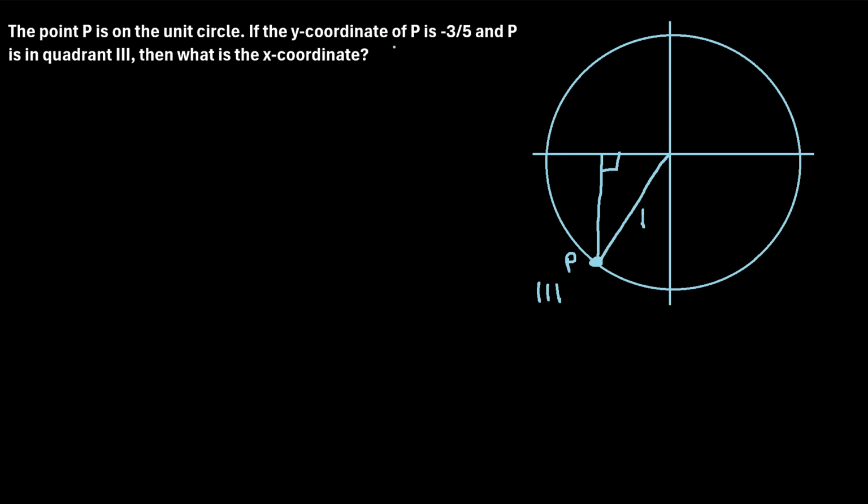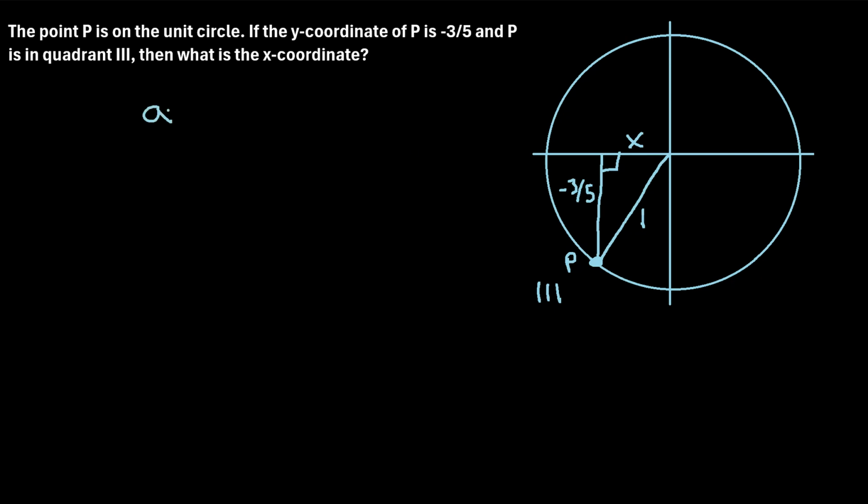So we're told that the y-coordinate of P is -3/5. In other words, this side of the triangle, this dimension, is -3/5. And all we want to find is what is the x-coordinate. So the x-coordinate of this point P, that would be this distance right here on the triangle. So let's label that x. Now when we have a right triangle like this, we can use the Pythagorean theorem to find a missing side length if we know the other two sides.